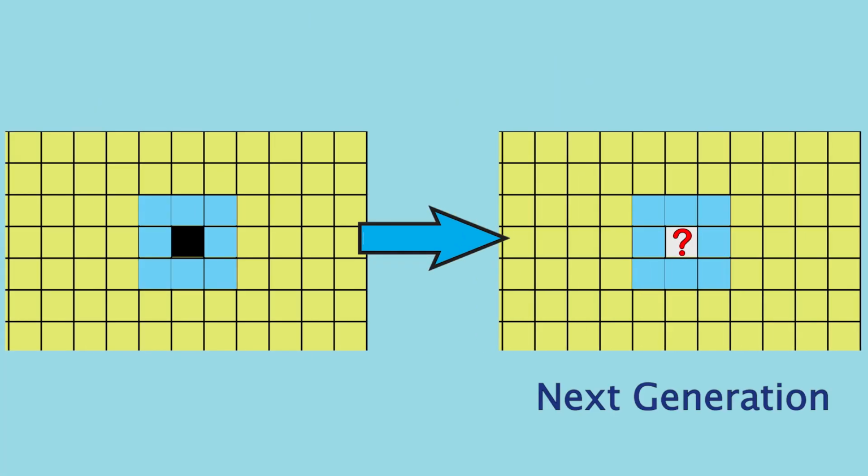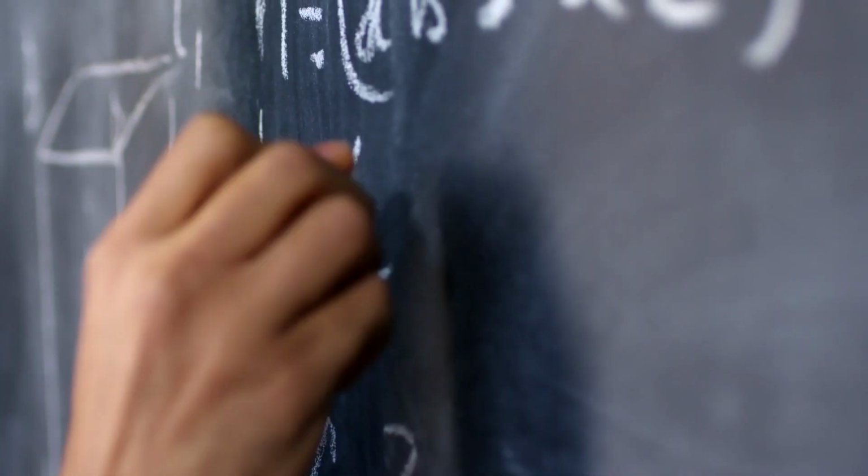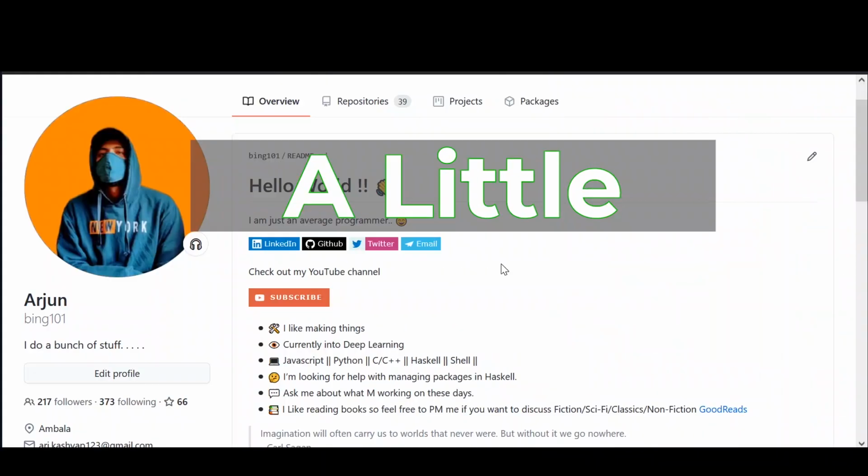See this cell right here? It is surrounded by 8 neighboring cells. Now, whether or not this cell will survive in the next generation depends upon these neighboring cells. But hold on a second. Before I explain how the Game of Life works, a little backstory.